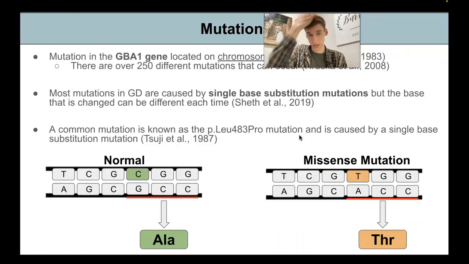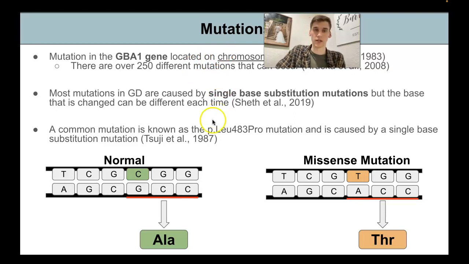Okay, so what is mutated? Why does this happen? Well, due to mutation in the GBA1 gene located on chromosome 1. What makes this disease so complicated is the fact that it has so many different mutations. Over 250 have been found. Generally, though, these mutations are single base mutations.